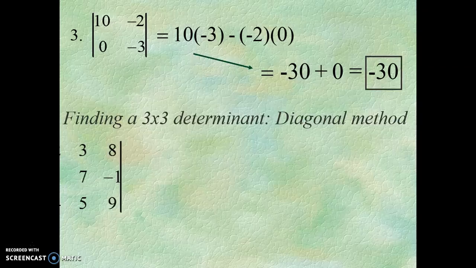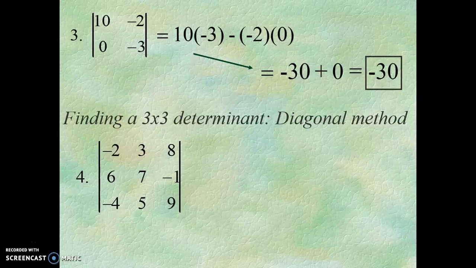Okay, so this is called the diagonal method. First, we have our matrix. The first row is negative 2, 3, 8. In the second row, 6, 7, negative 1. And on the third row, negative 4, 5, and 9. We're still going to be multiplying by diagonals, but it's a little bit trickier.